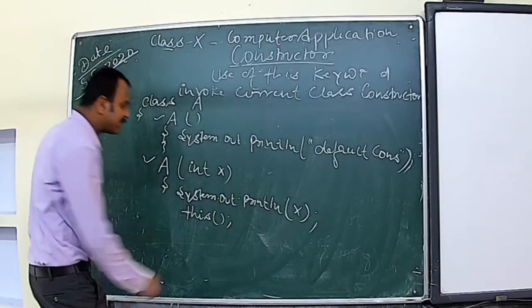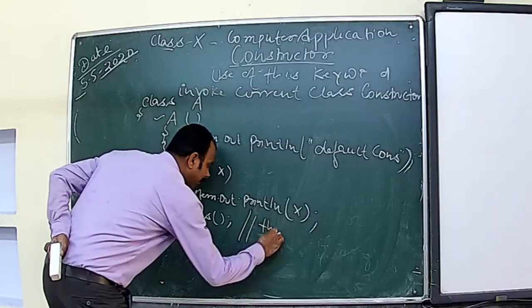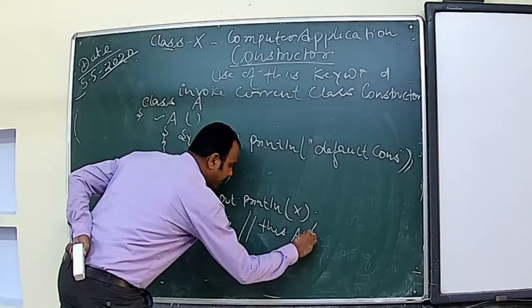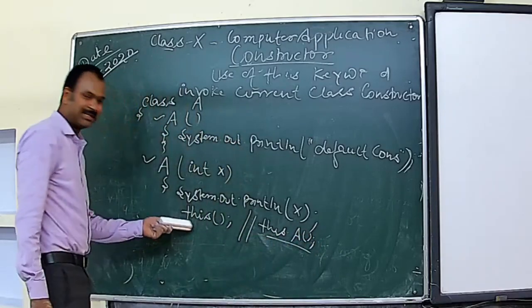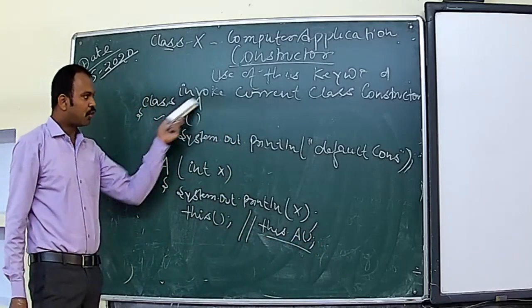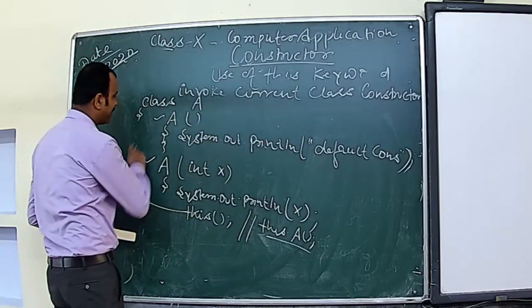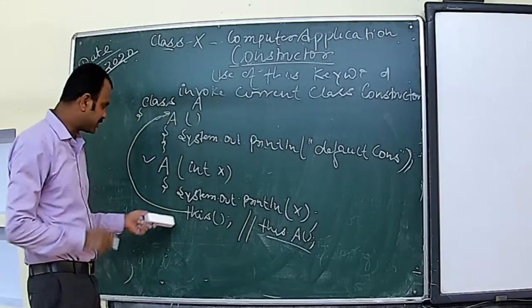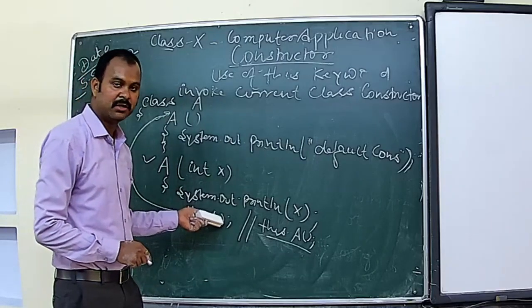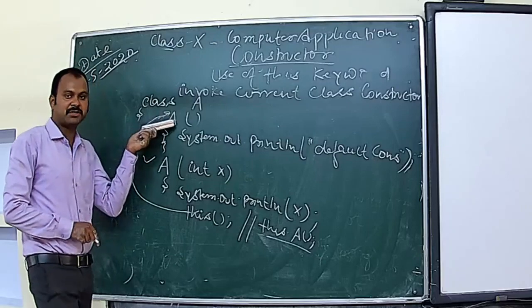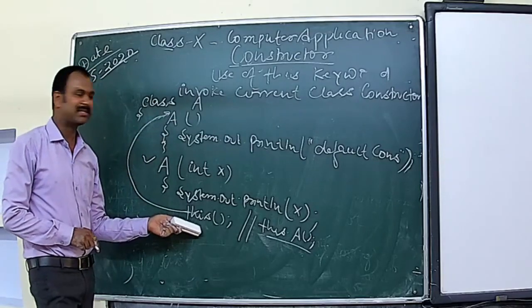It is equivalent to this dot A. So to call or invoke the current class constructor, we use only this. So this will refer to the current class, since I did not use any parameter here. You can see here, this is the default one. So automatically the default constructor would be called using this keyword.